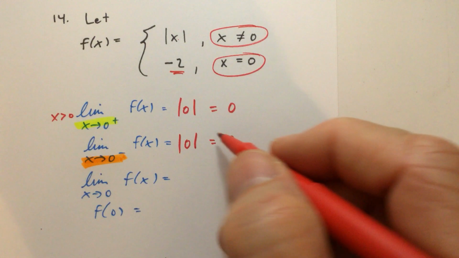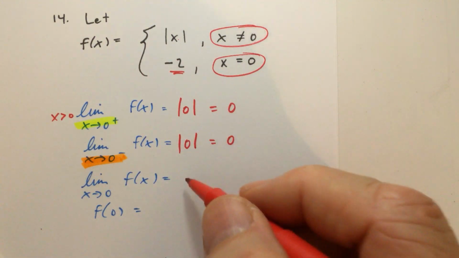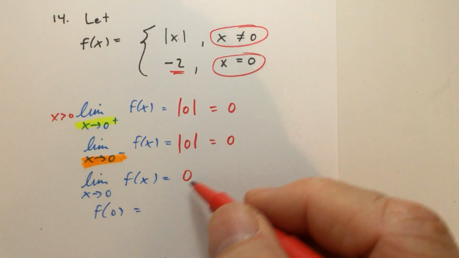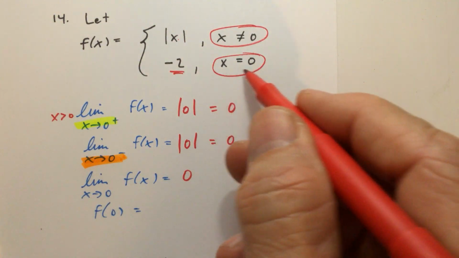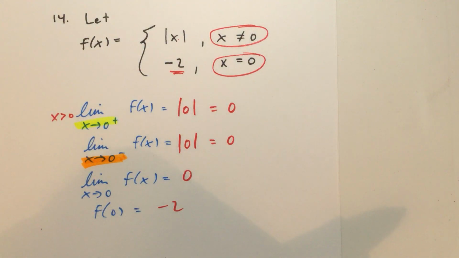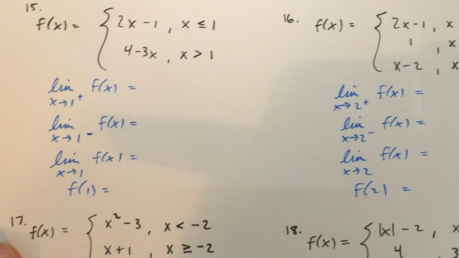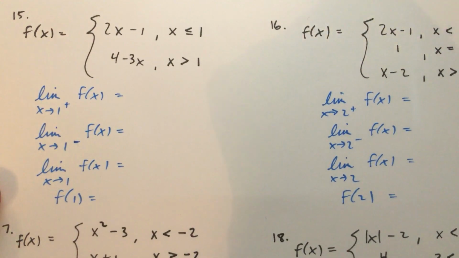And so we get the limit as x approaches 0 from the left of f of x is also equal to 0. So therefore, the limit is equal to 0. And then f of 0 says when x is equal to 0, the y value is -2.